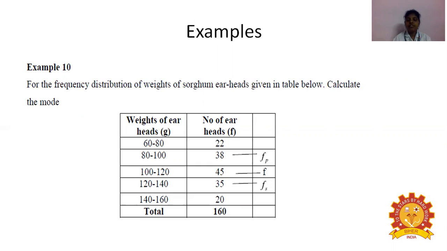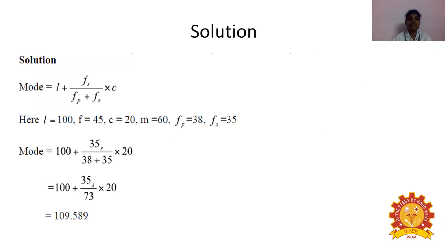Here the highest frequency, F, is 45. The preceding frequency denotes Fp, that is 38. The succeeding frequency, Fs, is 35. Next, come to the solution. The formula for mode is L plus Fs divided by Fp plus Fs, into C. Here L equals 100, that is the lower limit of the modal class.